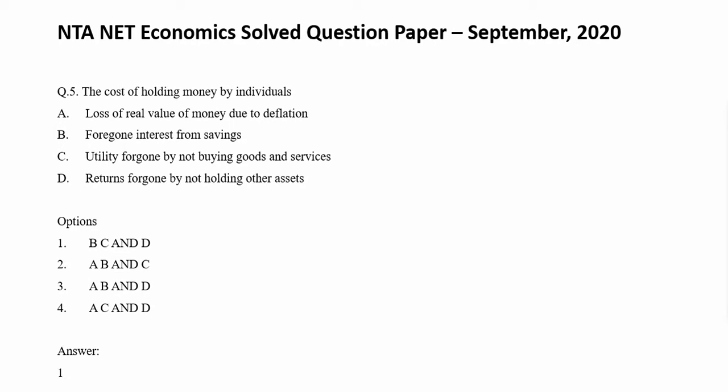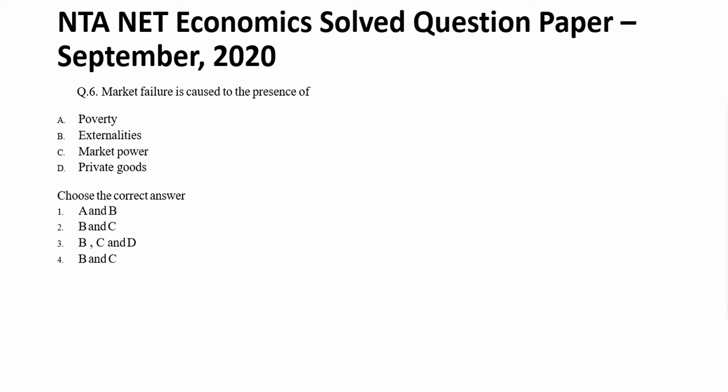Okay, now let's look at a different question. This question is saying that market failure is caused by the presence of which of the following? The first is poverty, second is externality, third is market power, and fourth is private goods. So you have to find out which of the following is actually creating market failure.